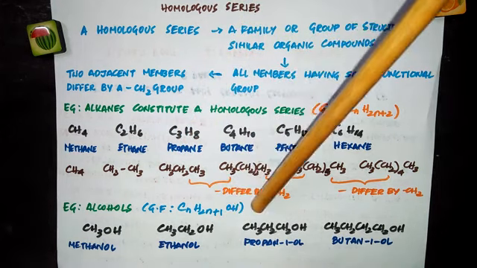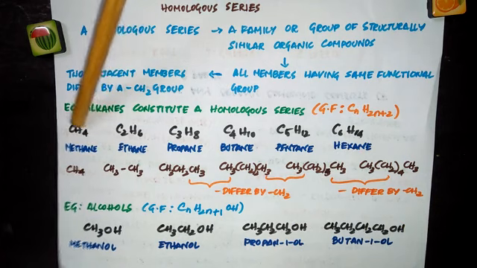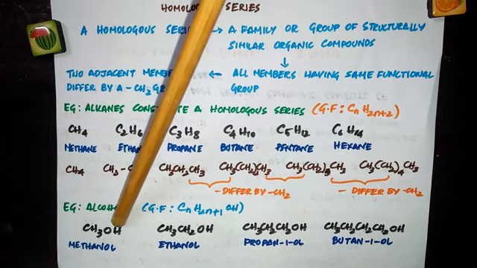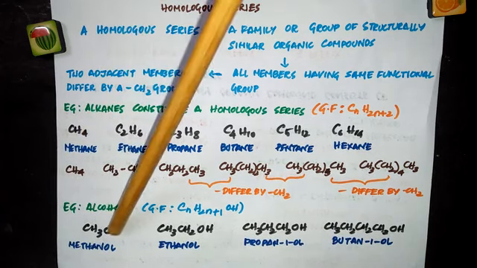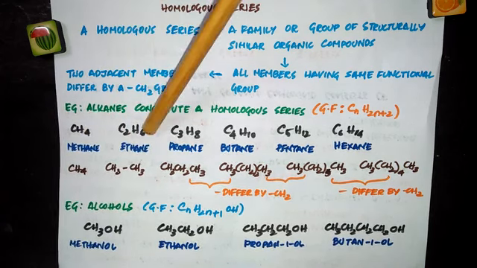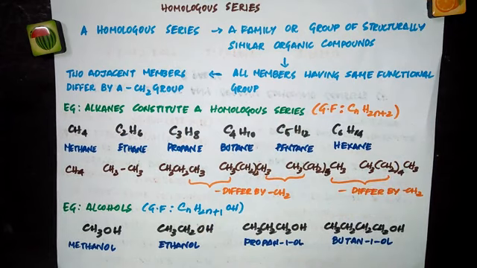I've written the first four members of the homologous series of alcohols: methanol, ethanol, propan-1-ol, butan-1-ol. If you look at the hydrocarbon, here you have methane, CH4. One hydrogen has been replaced by OH. CH4, removing one H and putting an OH, you get methanol. Ethane, you have CH3-CH3. Remove one hydrogen and substitute it with OH. You will get CH3CH2OH. Same way propanol and butanol.